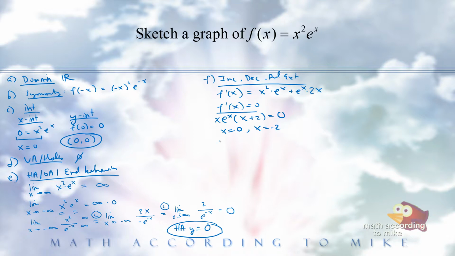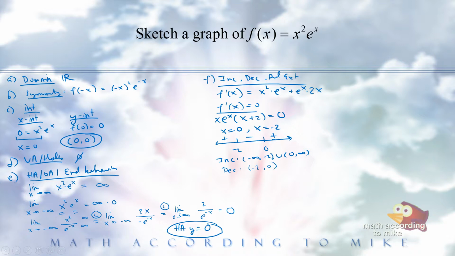So, making a little number line, we get plus, minus, plus. So we are increasing from negative infinity to negative 2, and then 0 to infinity. We are decreasing everywhere else.